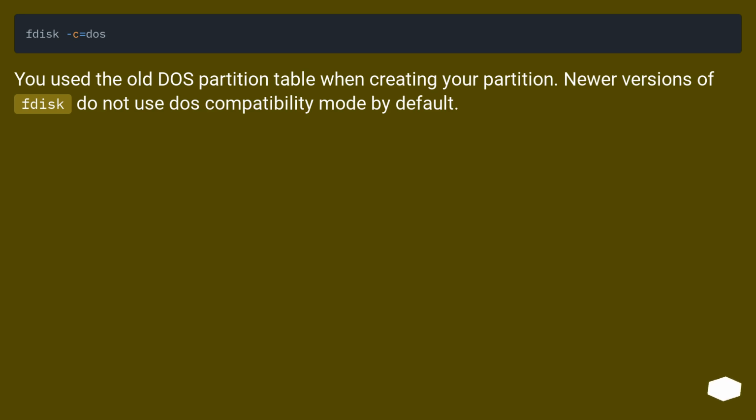You used the old DOS partition table when creating your partition. Newer versions of fdisk do not use DOS compatibility mode by default.